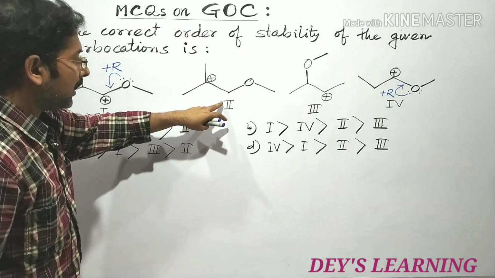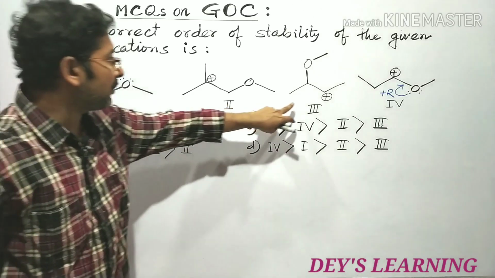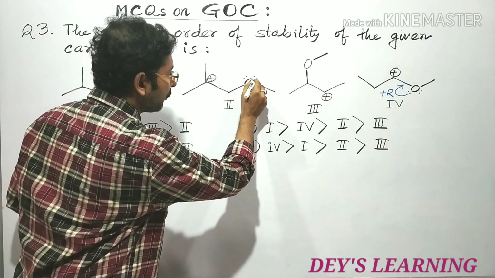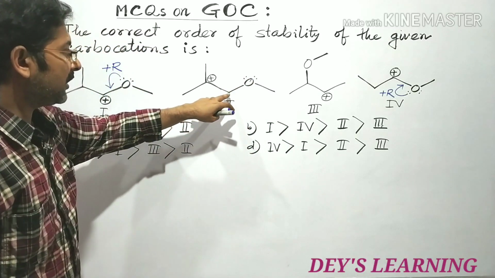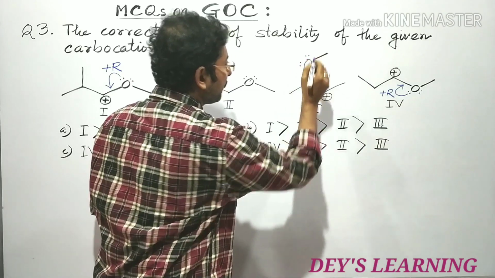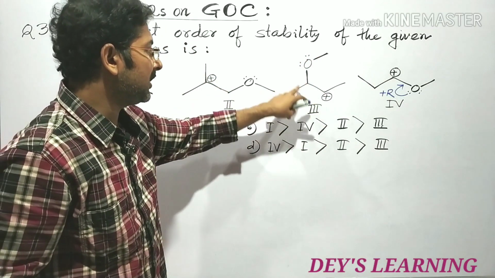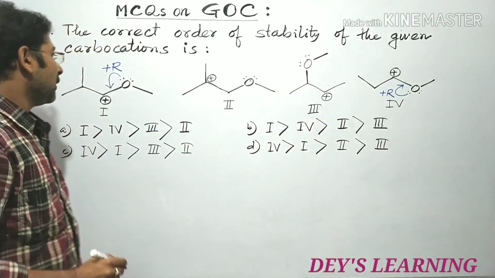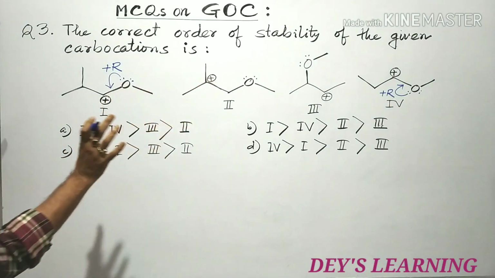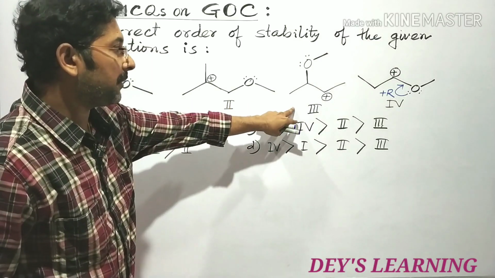But in carbocations 2 and 3, there is no such resonance effect of oxygen. Oxygen has no resonance effect here because there is no adjacent carbocation, and oxygen has no resonance effect also here because it has no adjacent carbocation. So definitely carbocations 1 and 4 are more stable than 2 and 3.